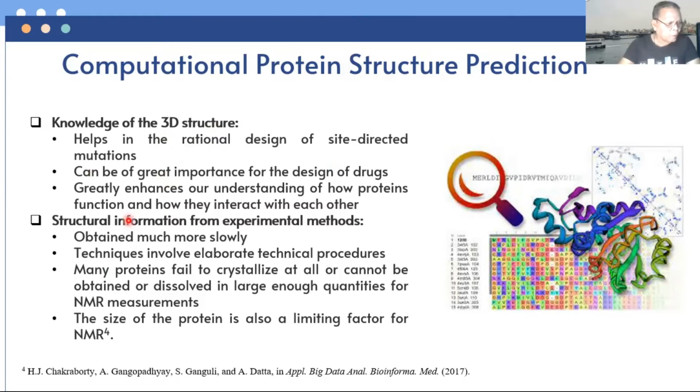Then we move to structural information from experimental methods. In this case, the information is obtained much more slowly. Techniques involve elaborate technical procedures, and many proteins fail to crystallize at all or cannot be obtained or dissolved in enough quantity for NMR measurement. And the last limitation of structural information from experimental methods is that the size of the protein is also a limiting factor for NMR.